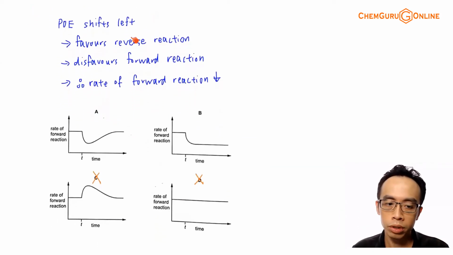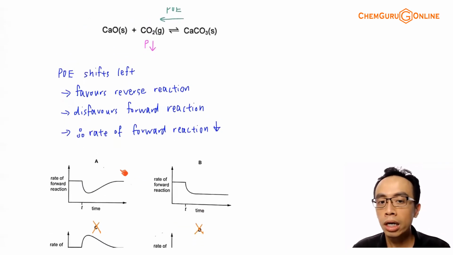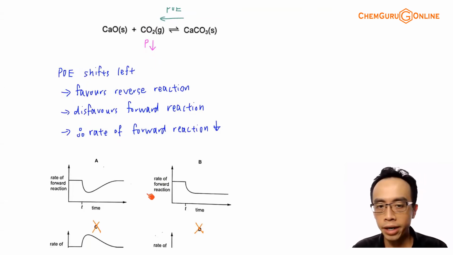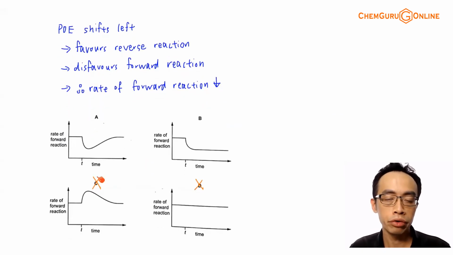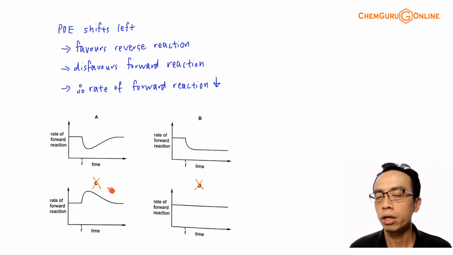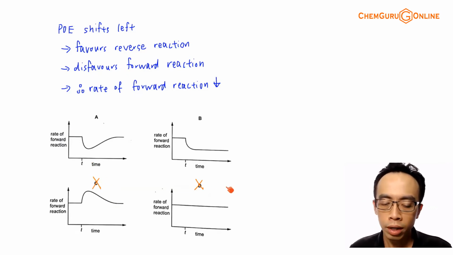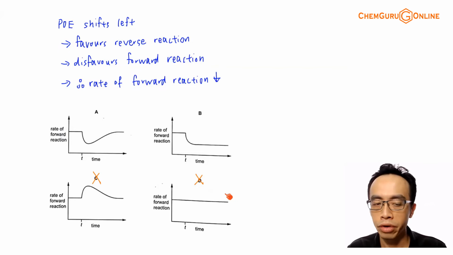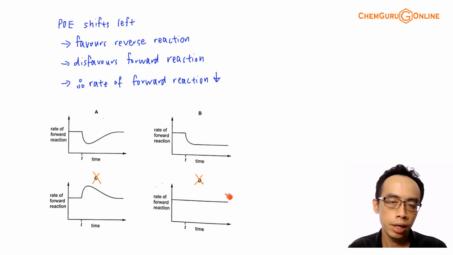So if I look at my four options, A, B, C, D, we can eliminate C. C means that it's favoring the forward reaction, the rate of the forward reaction increases, which is not true because carbon dioxide is the reactant. If I decrease the partial pressure for CO2, the position of equilibrium should shift towards the left-hand side, and it should disfavor the forward reaction, and the rate of the forward reaction should drop, not increase. So C is not true. Option D is also not true, because option D is suggesting that there's no change in the position of equilibrium, no shift in the forward or the reverse reaction. So we can eliminate C and D, and now it is between A and B.